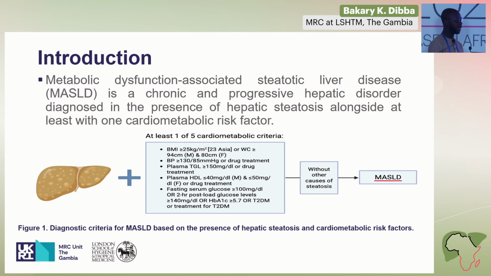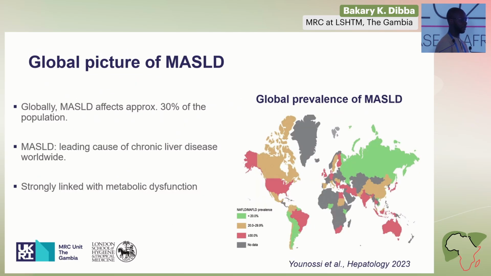In the Gambia, and every other African country, we know that there is a westernization of our diets, which is increasing very much, and due to that we are seeing a lot of diabetes, hypertension, and other non-communicable diseases that are risks for metabolic fatty liver disease or metabolic steatotic liver disease.